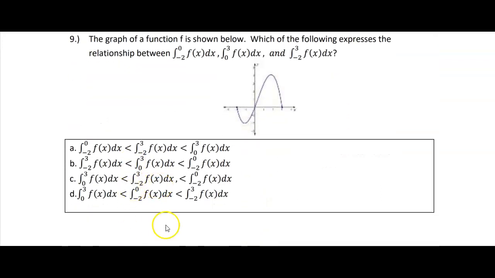Go ahead and take a look at number 9. So the graph of a function f is shown below. Which of the following expresses the relationship between these three integrals? So let's color code these a little bit. This guy here, from -2 to 0, that's this shaded region here. Next, from 0 to 3 is this region here, this area. And this one here is what you'd get when you put them together. Now, going from -2 all the way over to 3. So that's the whole thing.